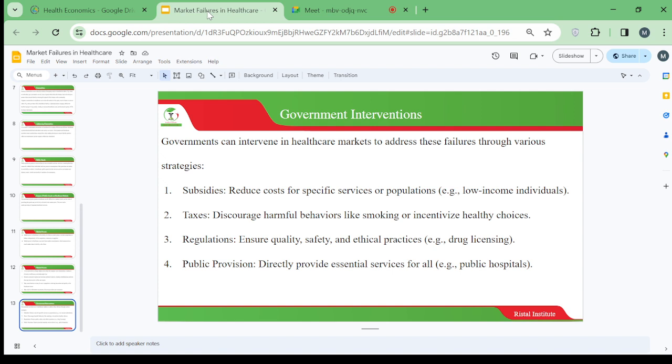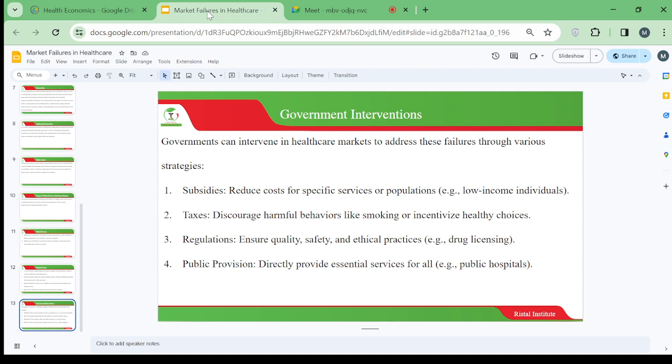And then regulations. The government can introduce regulations to ensure quality, safety, and ethical practice. Okay, so for example, for the introduction of drugs into the country, you need to follow the relevant rules and regulations in order to get the drug into the country and register it. So these practices ensure that the citizens do not get substandard drugs.